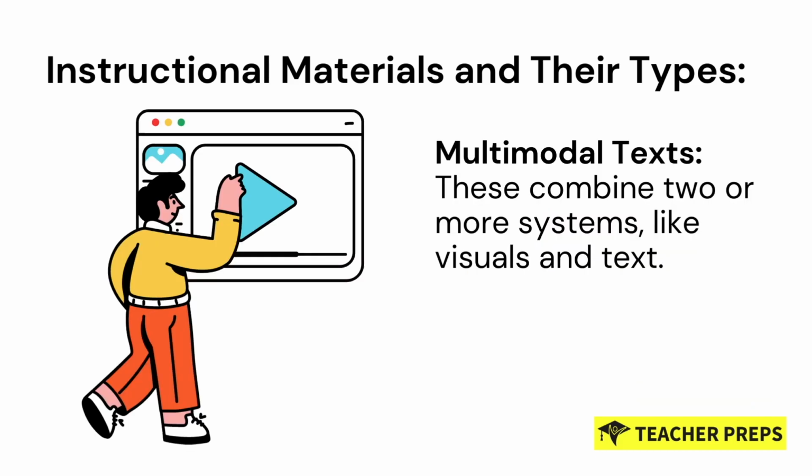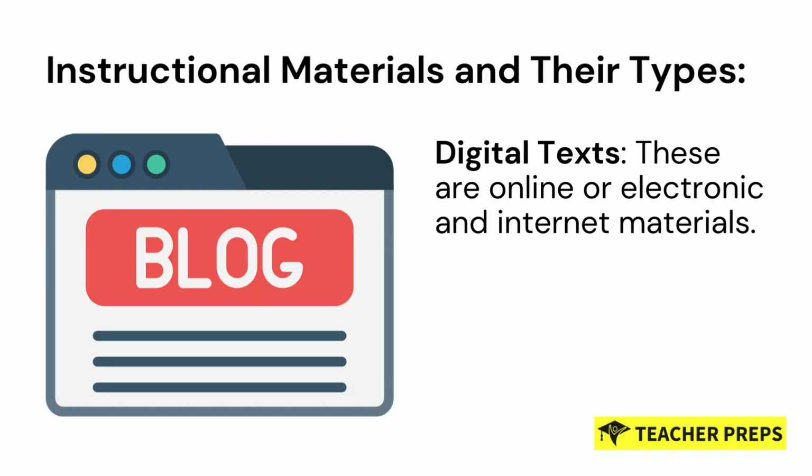Now we have multimodal texts, and these combine two or more systems like visuals or text. A comic strip or an infographic can fall underneath this category. Vocabulary might be inferred from pictures as well as other surrounding texts. Then we have digital texts, and these are online or electronic and internet-based materials. Blogs, ebooks, or digital magazines are prime examples. They can introduce internet-specific lingo or terms pertinent to digital culture.